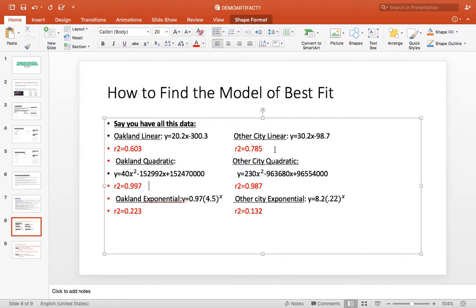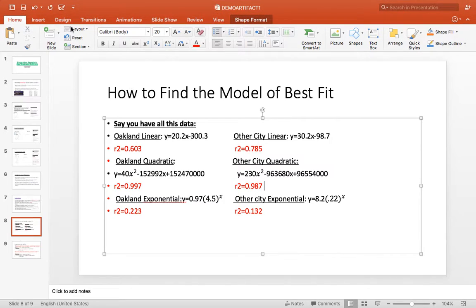Now let's take a look over here for my other cities. So here's my linear, there's my coefficient of determination. So the best coefficient of determination is this one because this one is closest to 1. It's 0.987. Therefore, when I make my predictions for this data, I'm going to use the quadratic. For my other city, I will use the quadratic. So you might have a linear and a quadratic, or you may even have an exponential as your best fit. It depends, and whatever you decide has to fit and back up what your data has. So this is just a made-up example where we have a quadratic for Oakland and a quadratic for the other city.